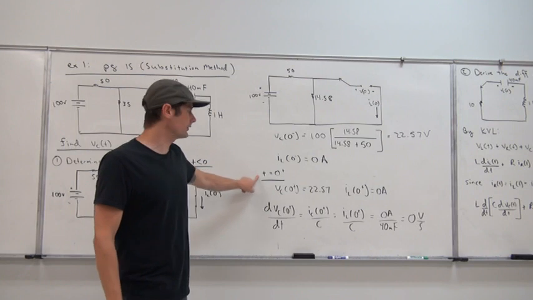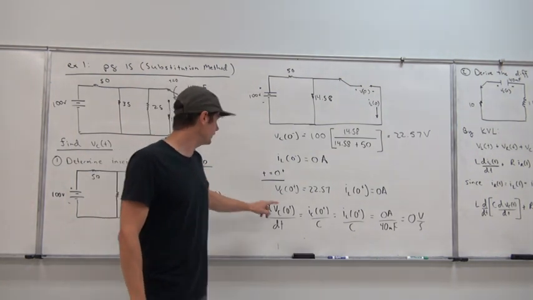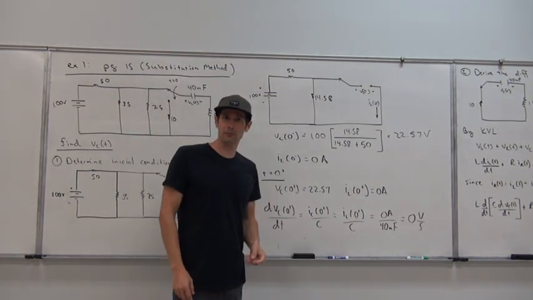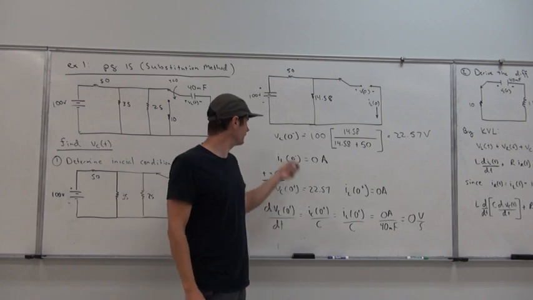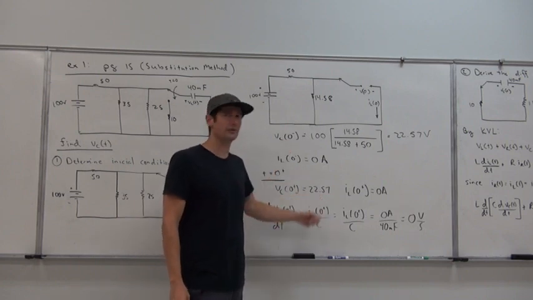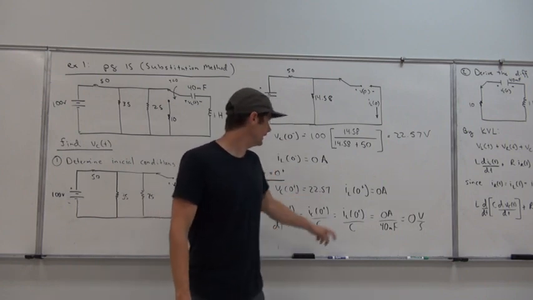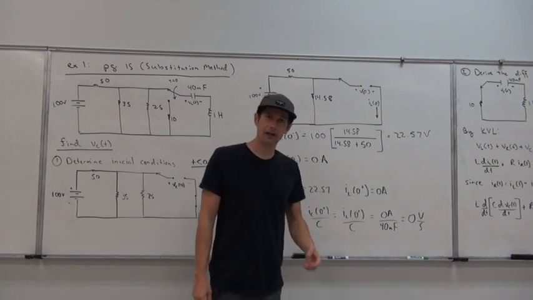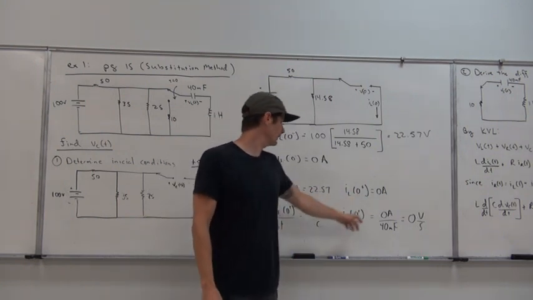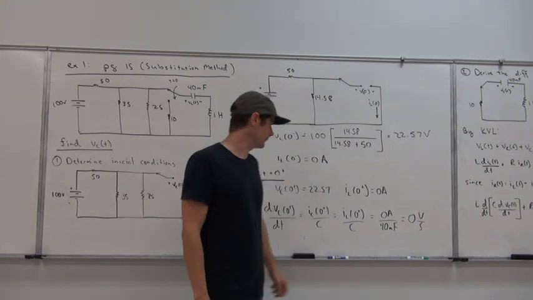So t is equal to 0 plus. In that case, VC of 0 plus is going to be equal to VC of 0 minus, which is 22.57 volts. And IL of 0 plus is equal to IL of 0 minus, and that's equal to 0 amps.